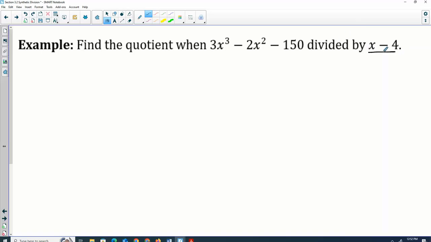You have to look at what you're dividing by. x minus 4. What makes that equal 0? 4. So I'm going to put a 4 out here. And then I'm going to put my coefficients. I have a 3x squared, so I'm just putting a 3. Sorry, 3x cubed. And negative 2x squared, so I'm putting negative 2. Do I have an x? No, so what should I put in its place? And then my constant was negative 150.